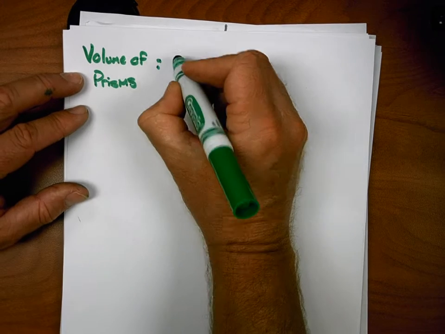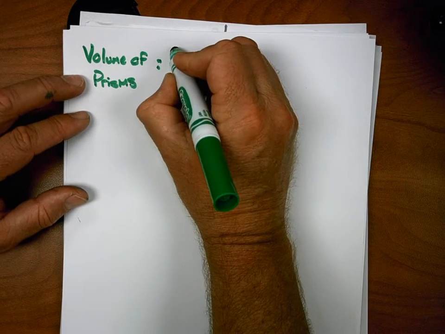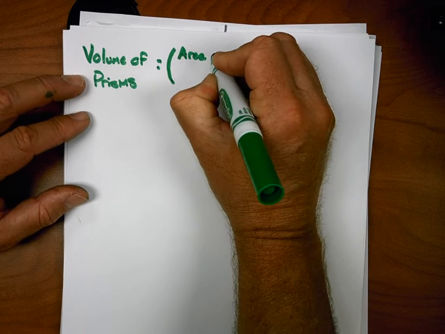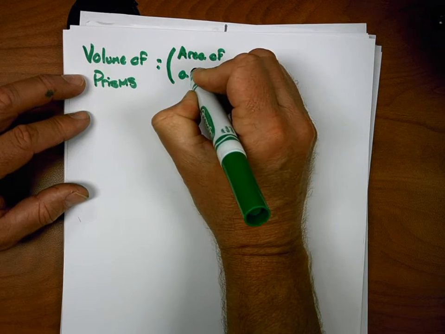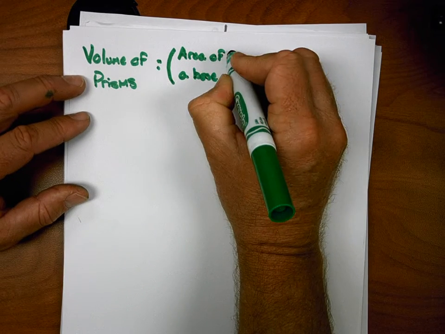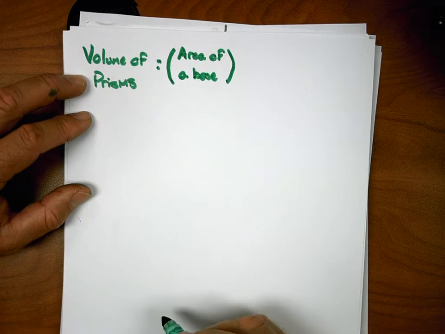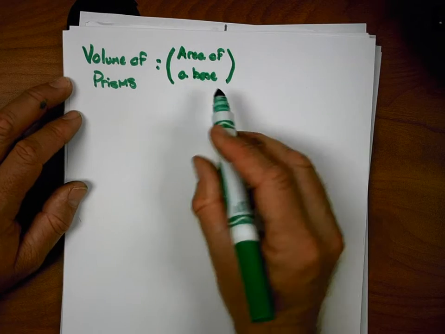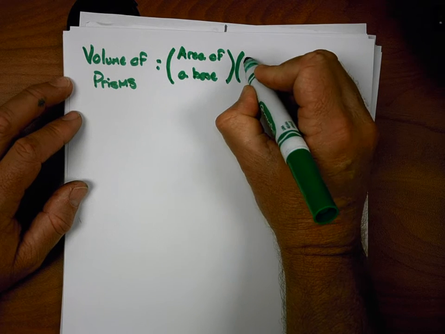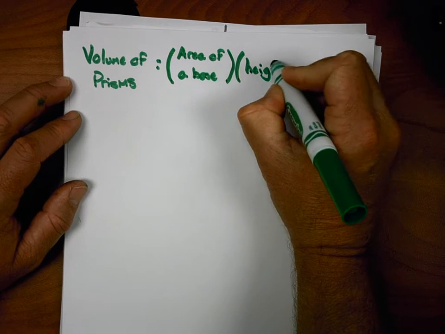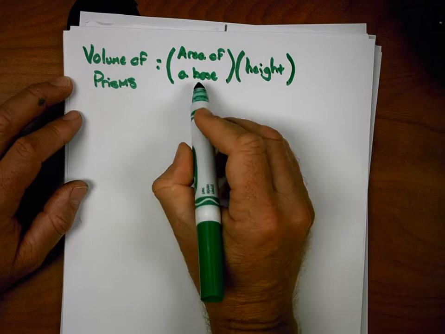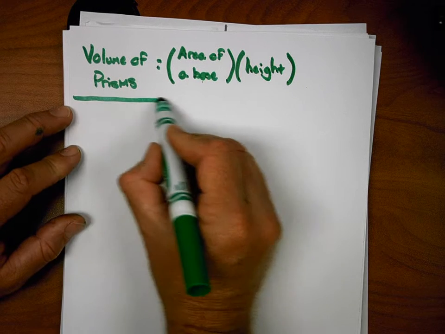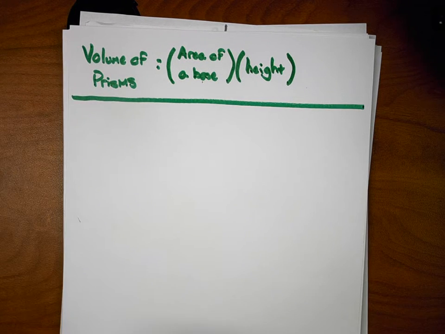To find the volume of a prism, there are two things you need to find. You need to find the area of a base. Now remember, a prism always has two bases. You find the area of one of those two bases, and then you multiply it by the height of the prism. Area of a base times the height. That's how you find the volume of a prism.